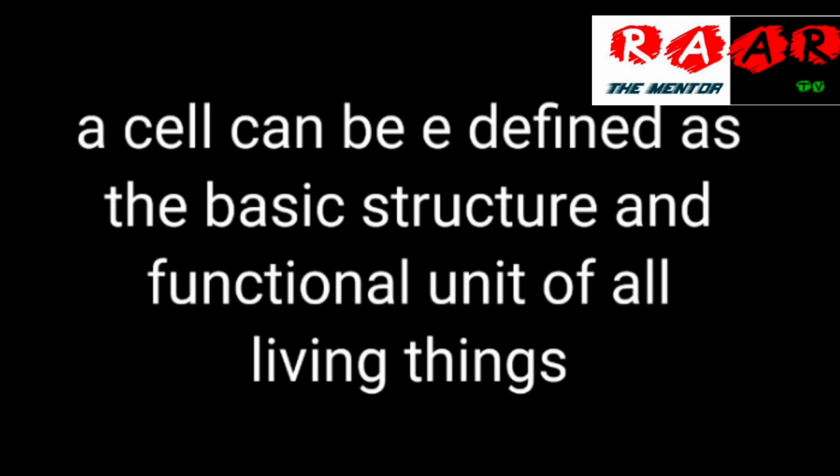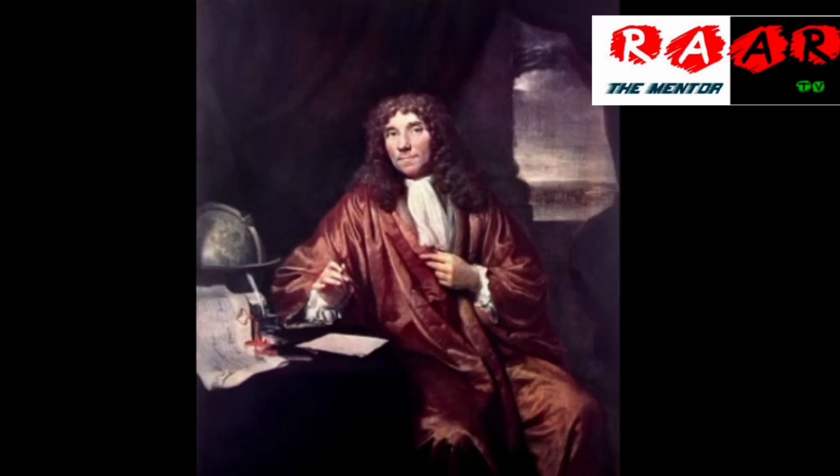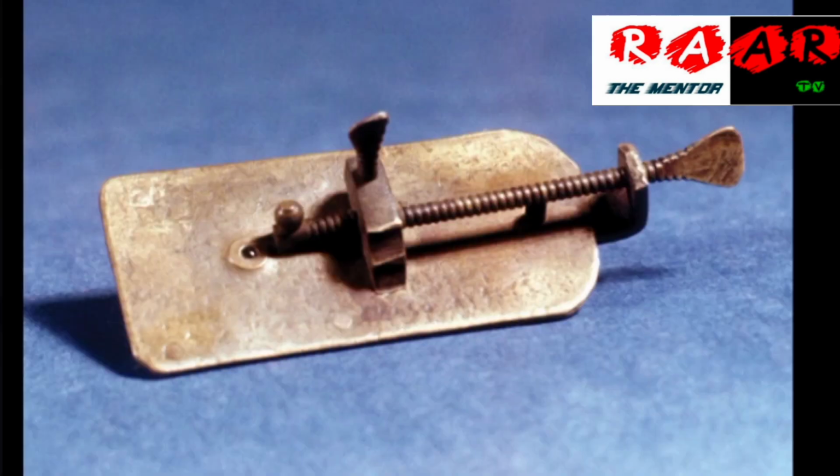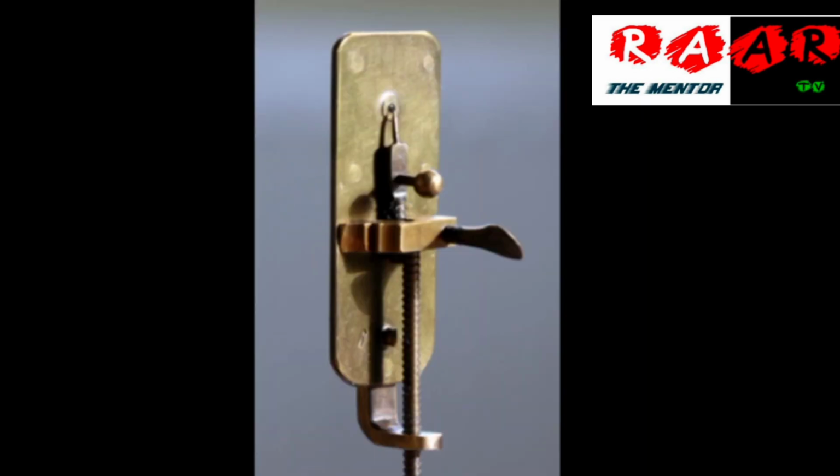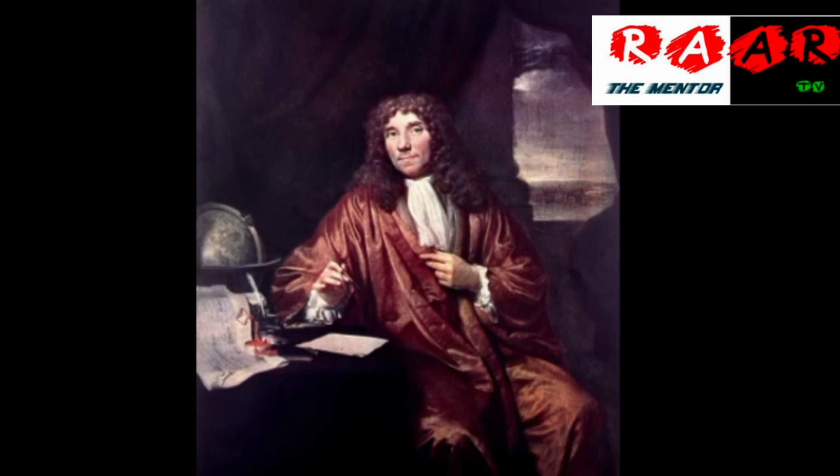So, the exact definition: a cell can be defined as the basic structural and functional unit of all living things. So let us talk about who discovered the cell. Anthony van Leeuwenhoek developed a simple microscope using only a single lens. He was the first to see the blood cells in the capillaries of the foot web of a frog and recognized them as the living unit of all living beings. However, he did not call them cells at that time.